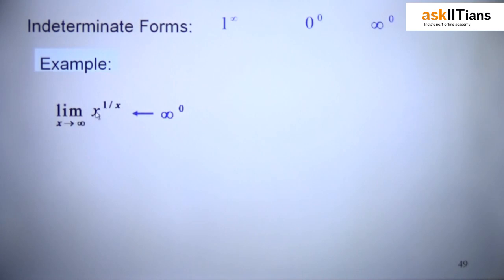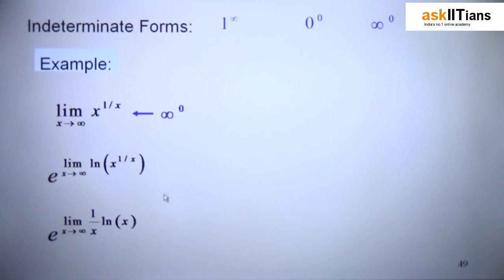Suppose I have x to the power 1 by x, and x is tending towards infinity. Now this is a function of the indeterminate form infinity to the power 0. So what will I do? I'll exponentiate this function: e to the power limit x tends to infinity of ln x^(1/x). The power comes outside of the log, and after that we get e to the power limit x tending towards infinity of (1 by x) ln x. Now I can apply L'Hopital's rule in this format.